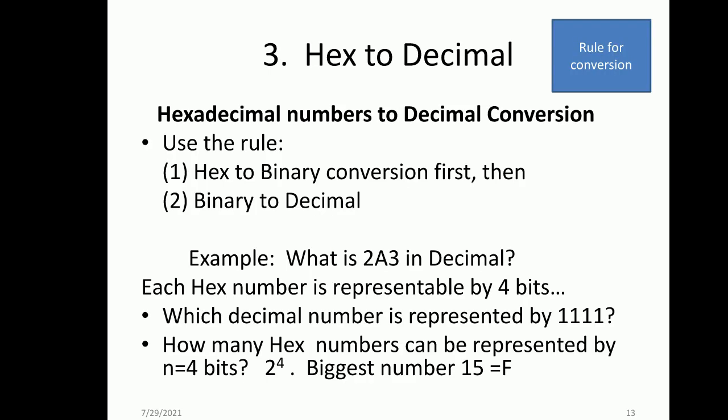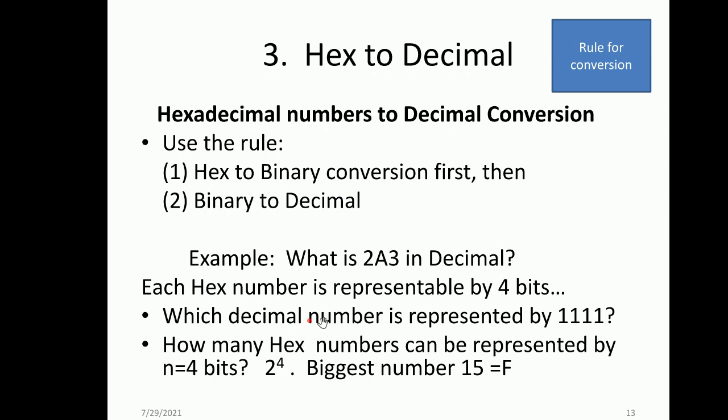And so, how do you convert a hex number to a decimal number? Well, what you can do is to look at the hex digits in turn and convert each to binary. Convert each hex digit to binary, and then it's going to be relatively easy to convert the resulting binary number to decimal. So as an example, what's 2A3 in decimal? Well, you can represent a hex digit by 4 bits.